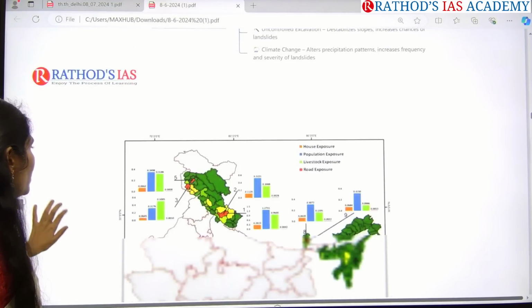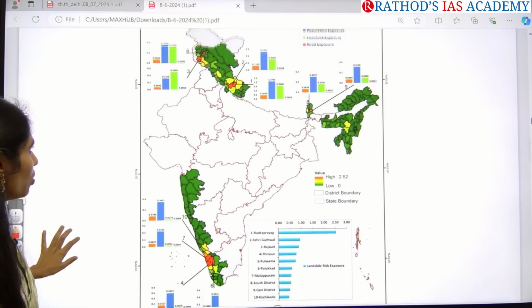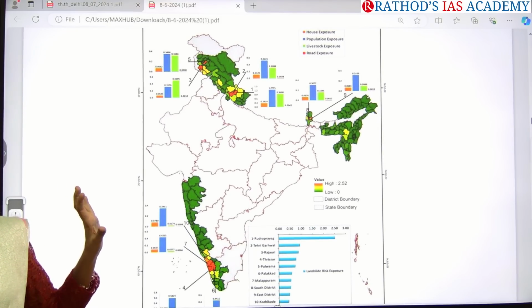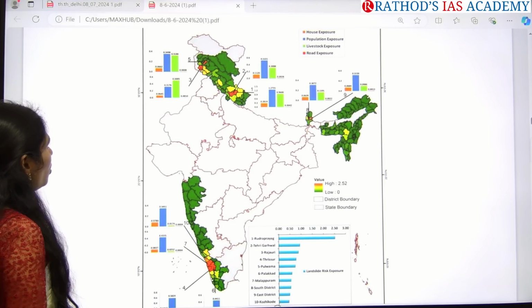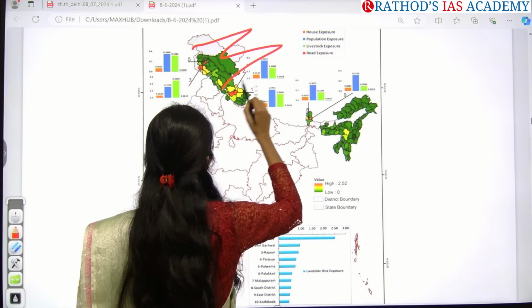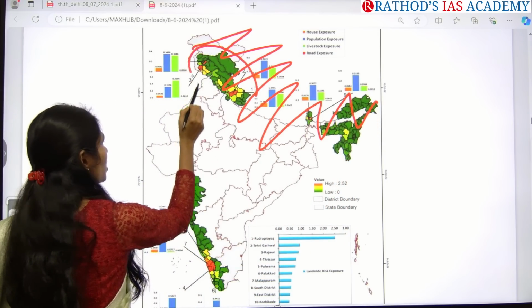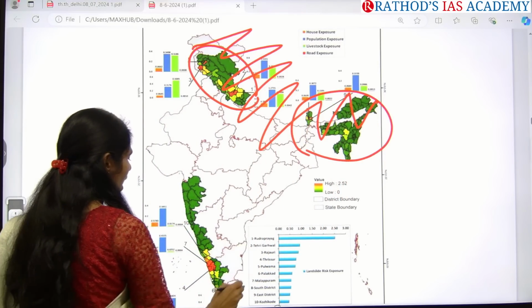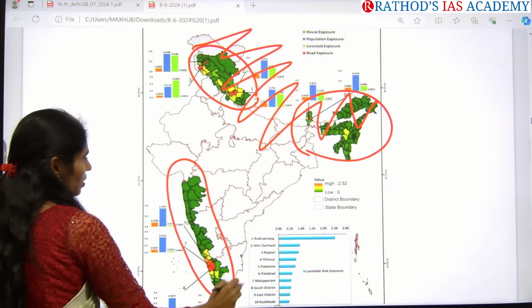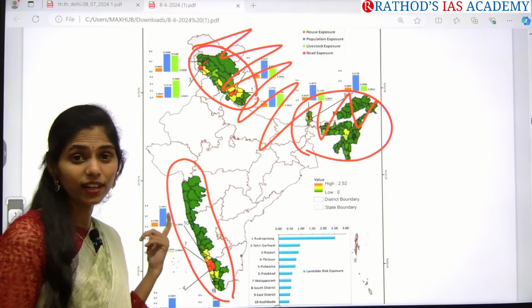Okay, now let us see the map. I hope you can see the map showing where these landslides are very common and which areas are vulnerable to them. Here we have our Himalayas, and everyone knows that. This region is very much prone, and the northeastern region also, and especially the Western Ghats also have landslide prone, vulnerable areas.